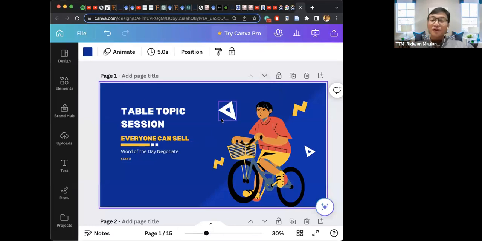So for today's table topic session, it's just like our team. Everyone and anyone can sell, okay. Because the word of the day is negotiable. Remember, for those of you who don't know what the word of the day is, it is the word that you need to use when you want to have a remarkable word for today, and it needs to be learned together. Okay, let's just start.